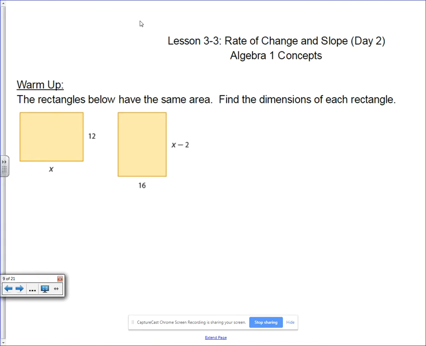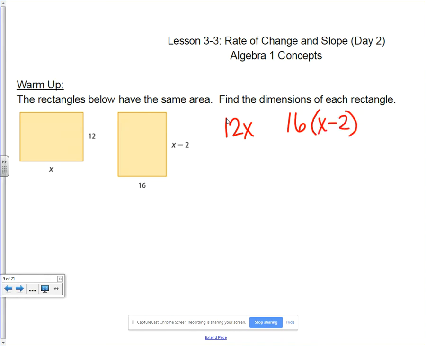How do you find the area of a rectangle? Oh, that's volume. Just length times width, or base times height, however you want to say it. So what's my length here? And what's my width? So what's 12 times x? How about the other one? What's my length? And what's my width? So I'm going to put the 16 first and then parentheses x minus 2. Is that okay for everybody?